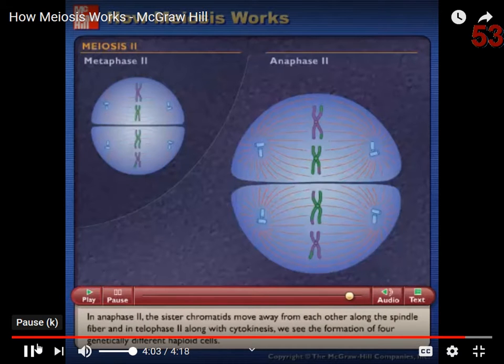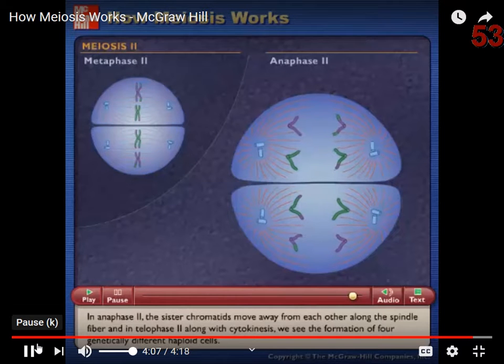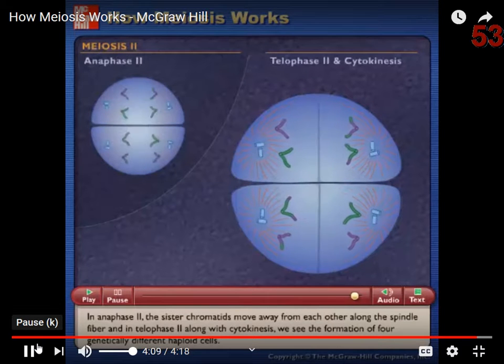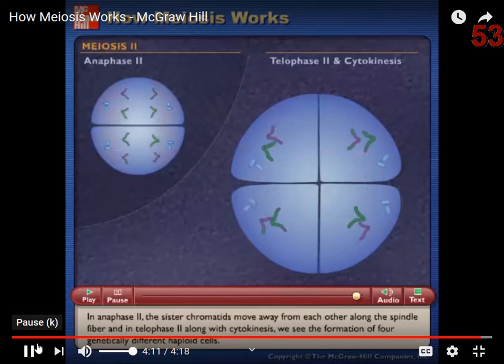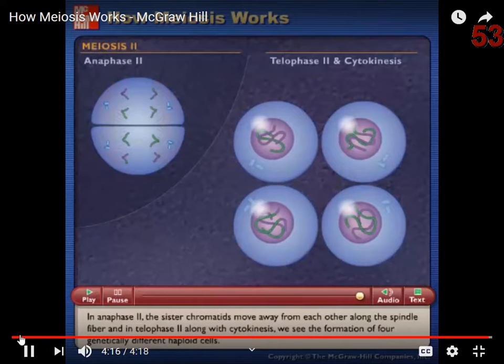In anaphase 2, the sister chromatids move away from each other along the spindle fiber, and in telophase 2, along with cytokinesis, we see the formation of 4 genetically different haploid cells.